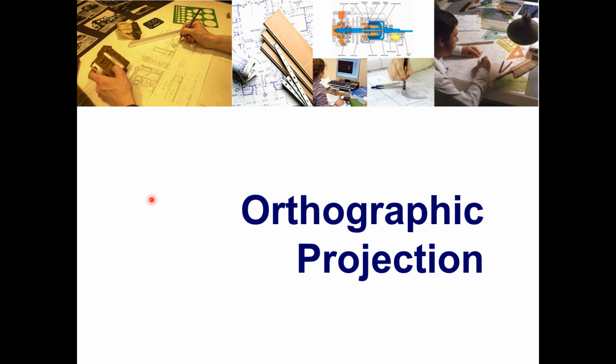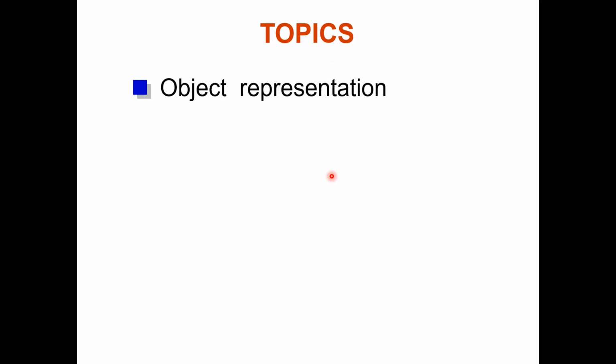Welcome to another lecture of orthographic projection. In the last lecture, I discussed the projection theory and the types of projection, like perspective and parallel projection. Parallel projection has two further types, orthographic projection and oblique projection, and orthographic projection has two further types, axonometric projection and multi-view projection. So now we are discussing orthographic projections.